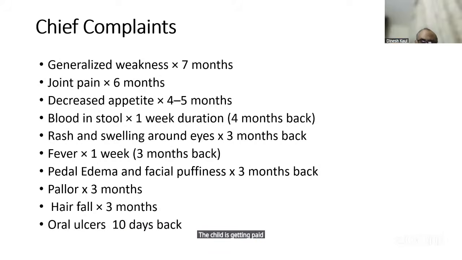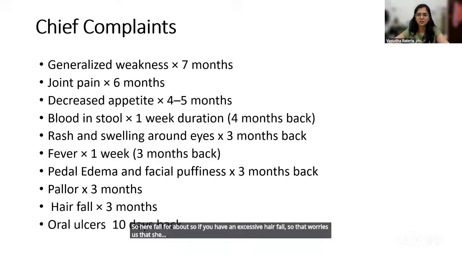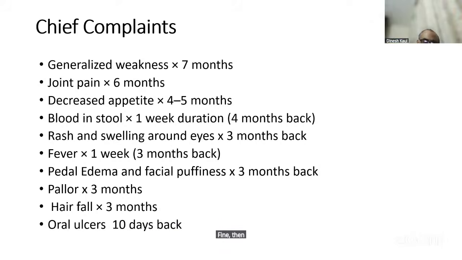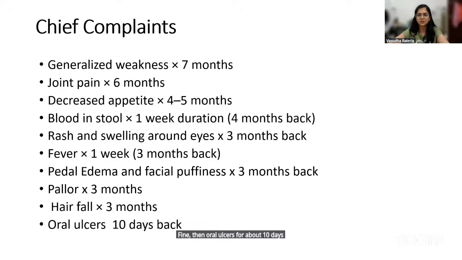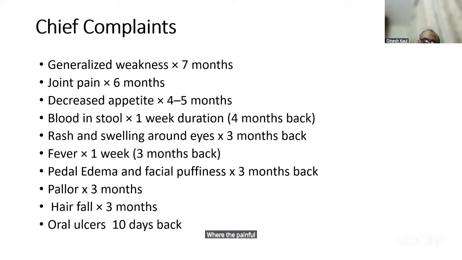Okay. Fine. Then hair fall. Yes, sir. So if you have excessive hair fall, that worries us: does she have a chronic disease? Yes, sir. Fine. Then oral ulcers for about 10 days back. Were they painful ulcers or non-painful ulcers?